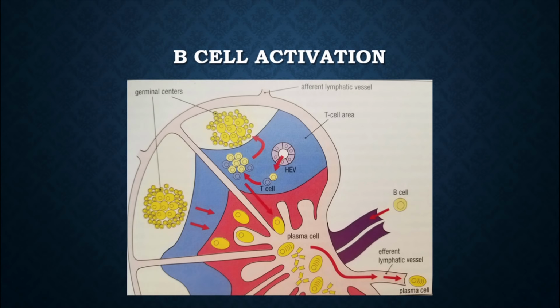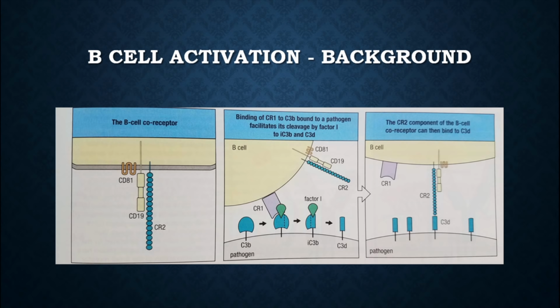So B cell activation takes place in the lymph node. And we've got to do a little bit of background before we talk about the activation, because I think there are important steps we need to have before we can see the full picture. First of these is that CR2, complement receptor 2, binds to C3d. The way this is done, the C3b we talked about, made by all complement activation, interacts with CR1. That interaction allows for factor I to come in and cleave iC3b into C3d. That C3d can then interact with CR2.